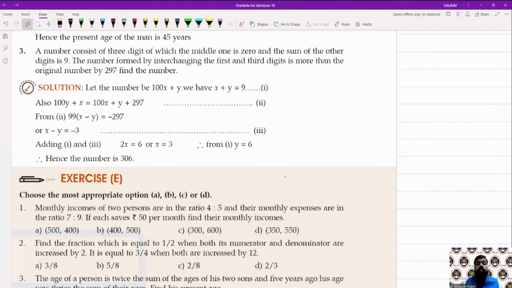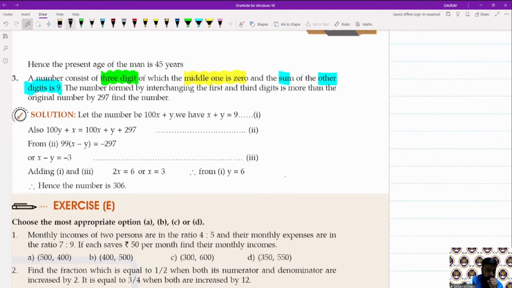A number consists of 3 digits. That means it is a 3-digit number of which the middle one is 0. And the sum of other digits is 9. The number formed by interchanging the first and third digits. Now what we are doing, we are interchanging these two numbers. And it is more than the original number by 297.